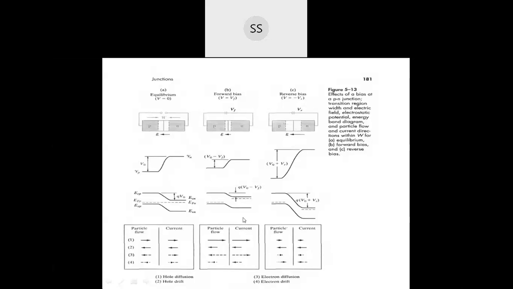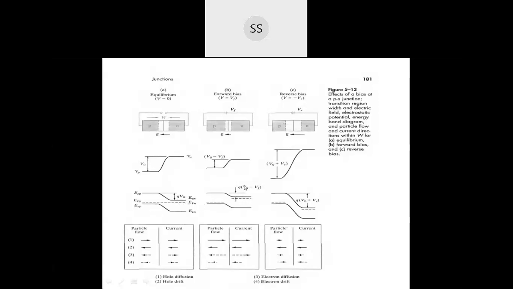Similarly, come to the band diagram of the energy bands. What happens to these energy bands? Earlier the separation was Q into V naught. Now the energy bands shift and settle again, and you can see that the Fermi level is split into two parts, EFP and EFN. Their separation is also reduced here.